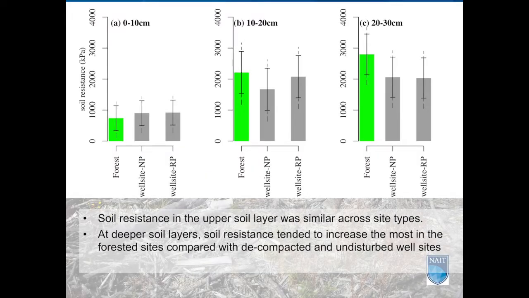In terms of soil resistance, the story is similar and even less different. The surface soil resistance is less than the deeper soil layers. That's not a huge surprise, but there is virtually no change in the forest and well sites compared; there's no difference between the forested sites and the well sites. In the surface and the deeper layers, there almost seems to be a trend towards higher soil resistance in the forested sites, but I would suggest that this is largely driven by differences in soil moisture, and we'll see that in the next figure here.